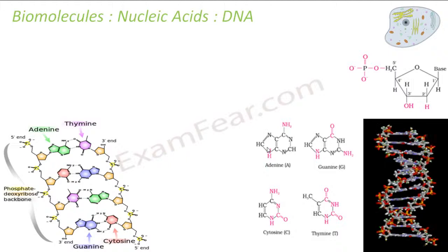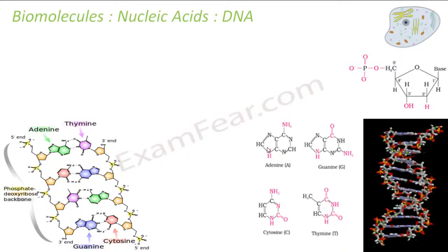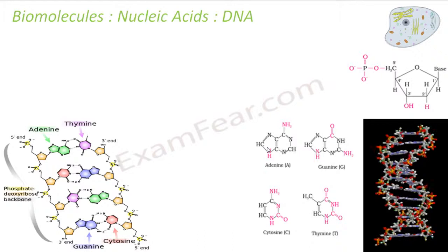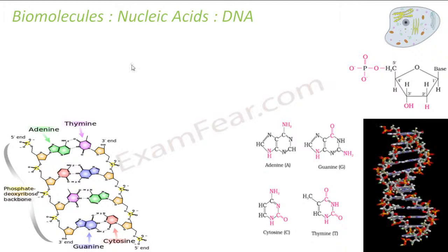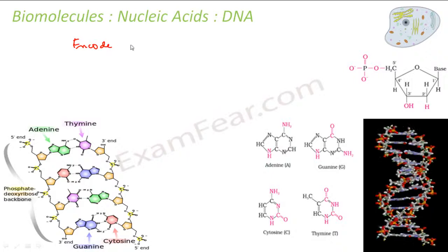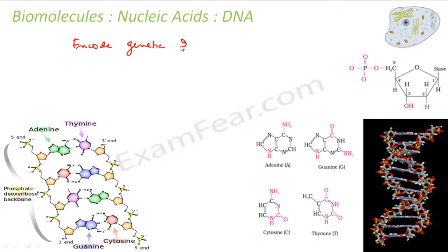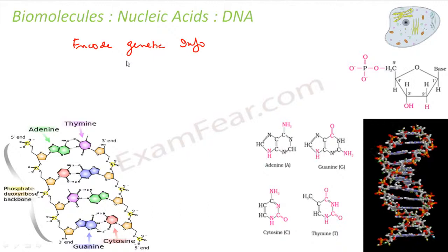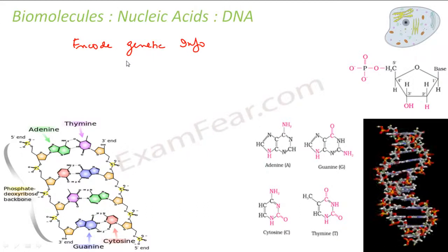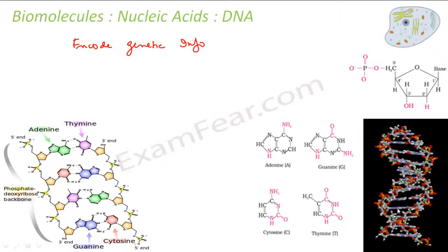That is, you talk about human, cat, mouse, dog, lion, monkey, bird. You talk about any living organism, they have this DNA, and this DNA encodes genetic information. Genetic instruction or information, you can say information. Correct? And they are double stranded. If you see, they are two layers, they are a double stranded helix.